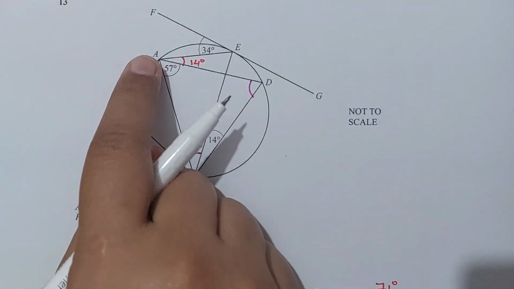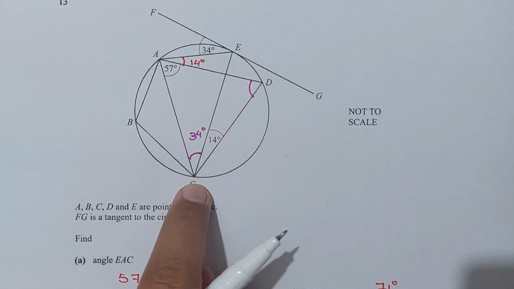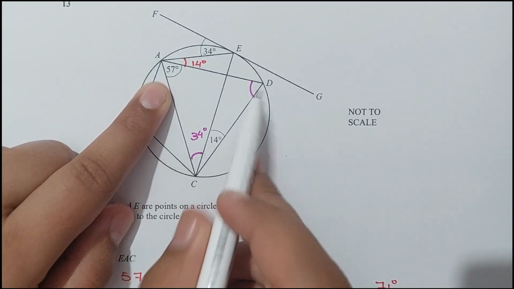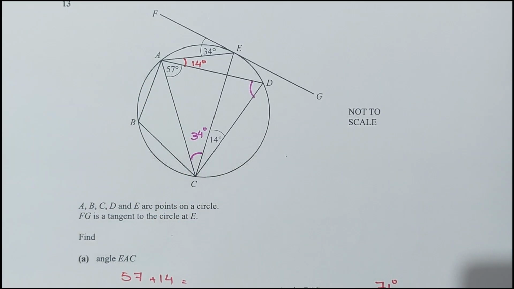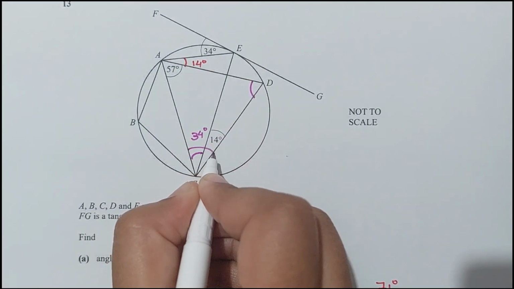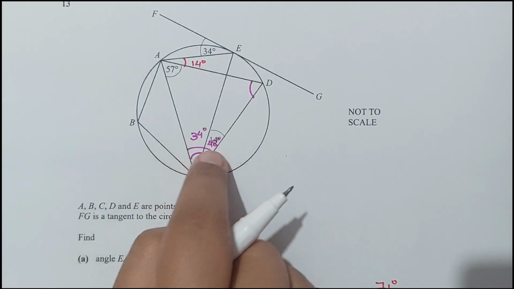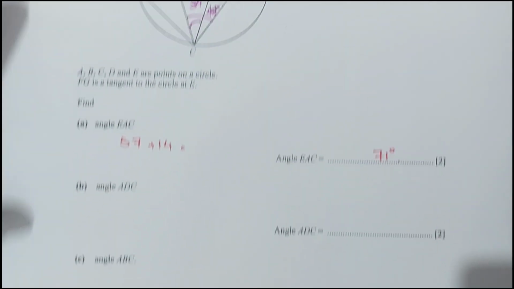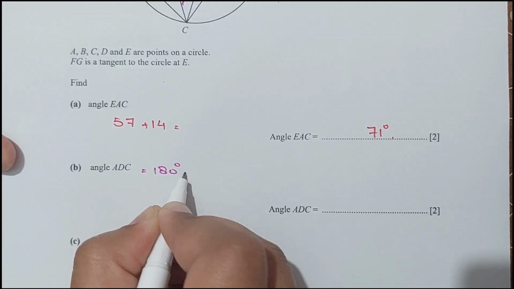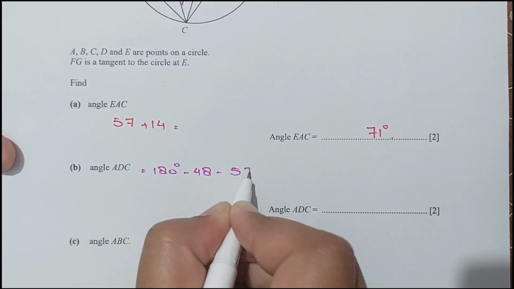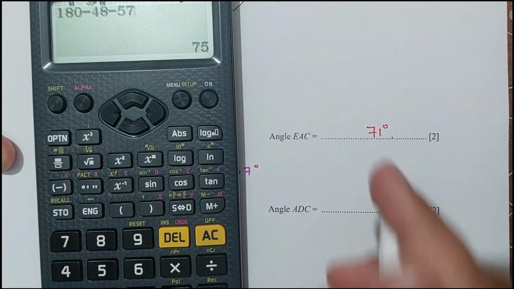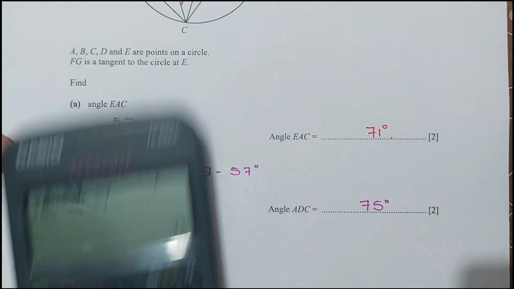Now consider the triangle ADC. This angle is 57. You have to solve for this angle. What is that angle? 34 and 14, this is 48. So this whole angle is 48 degrees. So we can say this angle is from 180, you have to subtract 48 and subtract 57, because the sum of all angles of a triangle add up to 180. 180 minus 48 minus 57, this is 75 degrees.